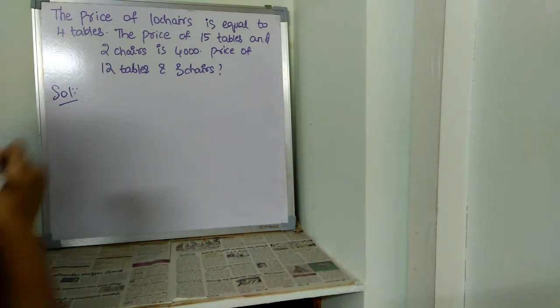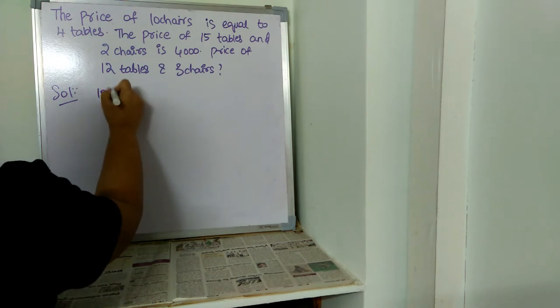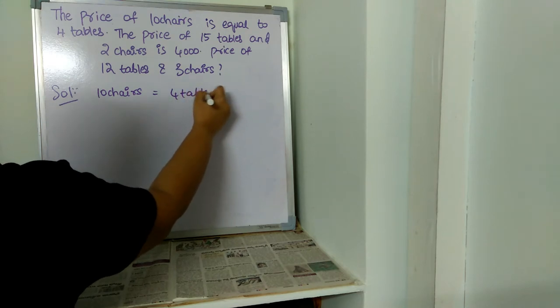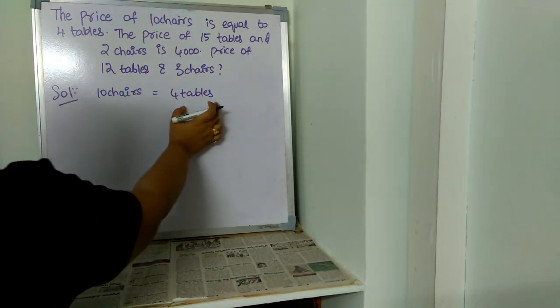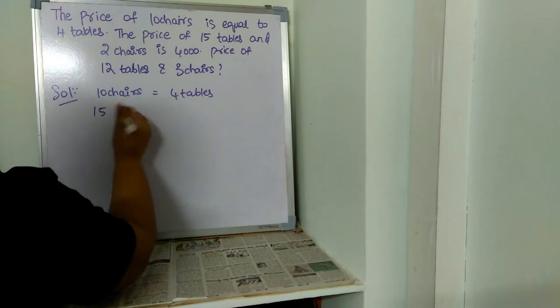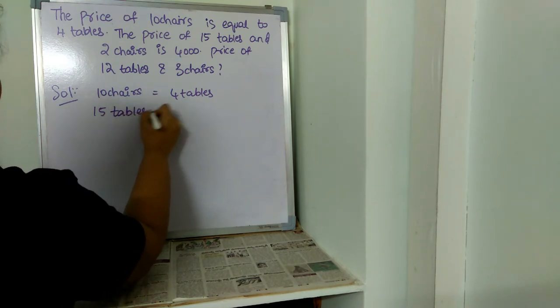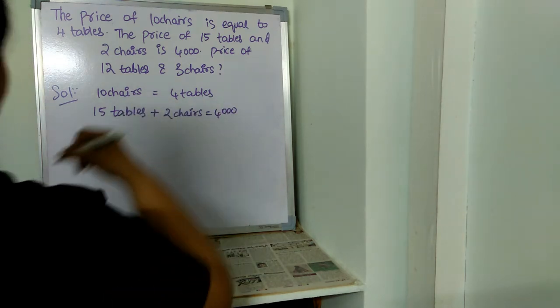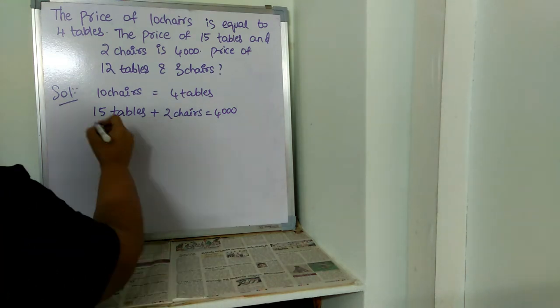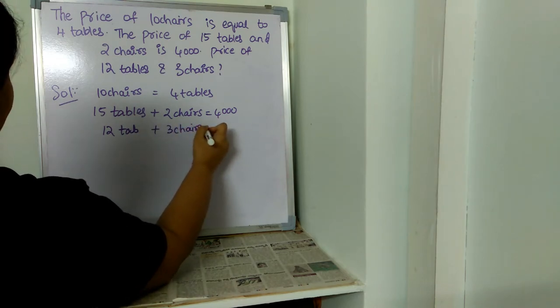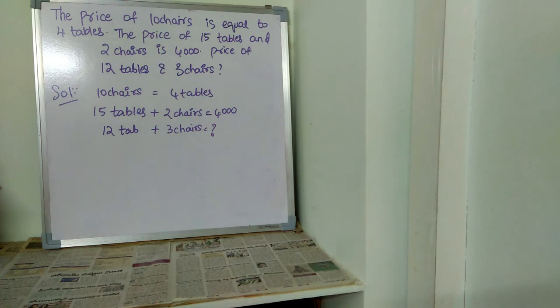The price of 10 chairs is equal to the price of 4 tables. The price of 15 tables plus 2 chairs is equal to rupees 4000, and he is asking what is the price of 12 tables and 3 chairs. So this is the question. Now let's see how to solve this problem.